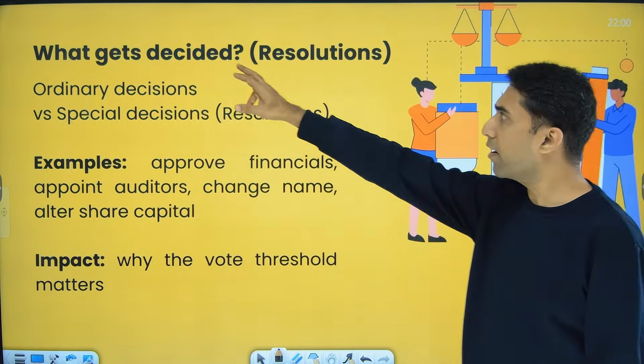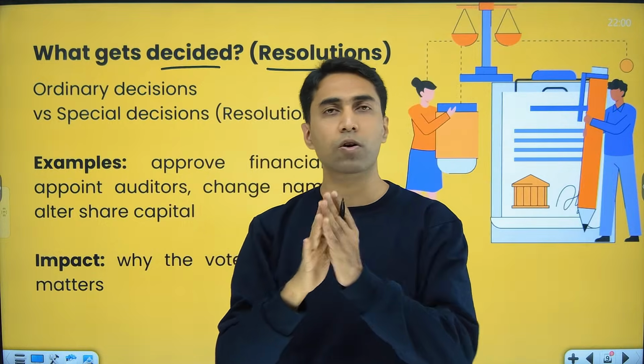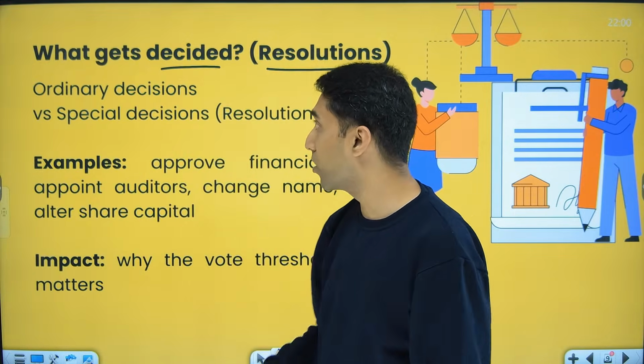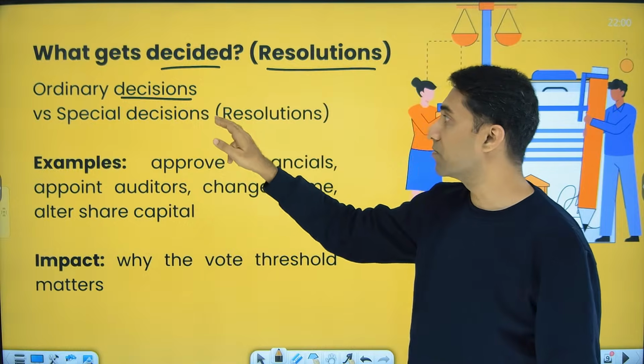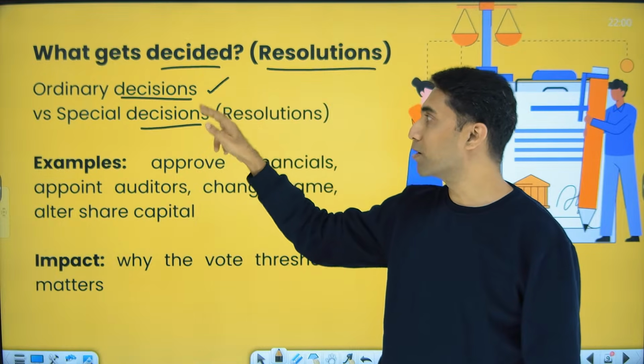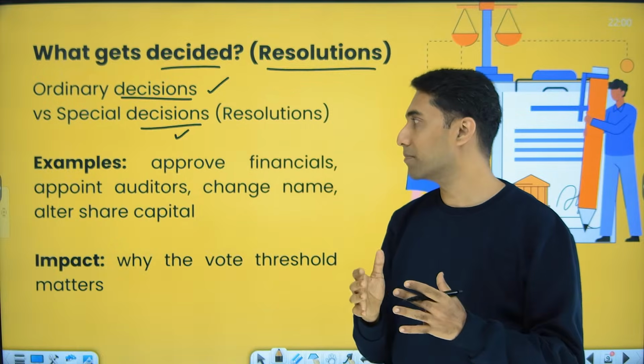Next. What gets decided? It is a resolution, that's all. Keep it simple, don't complicate it. What gets decided in a meeting is a resolution, that's all. So ordinary decisions versus special decisions. You call it an ordinary resolution or a special resolution. It is nothing but a decision. Keep it very, very simple.